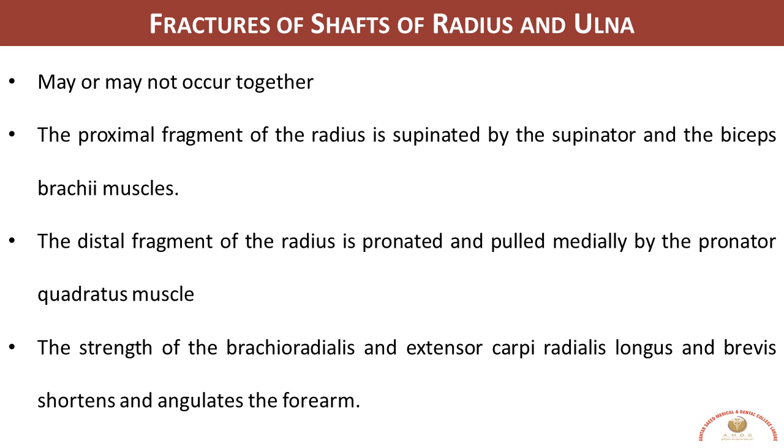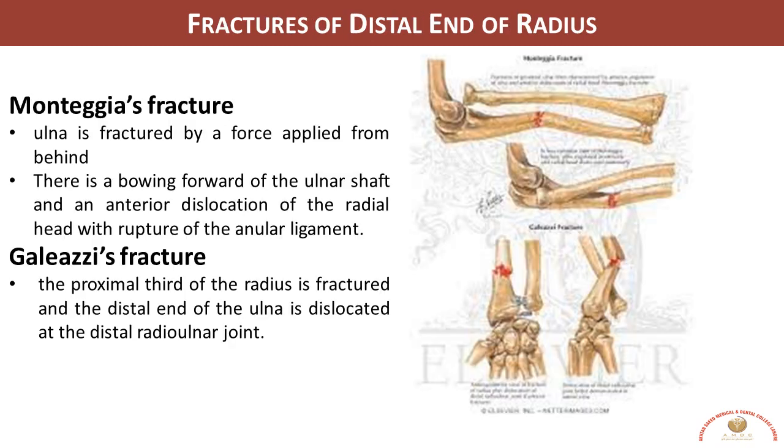Whenever the fracture of the shaft of radius occurs, the proximal fragment is supinated. Why? Because of the pull of the supinator and biceps muscle. And the distal fragment of radius is pronated. Why? Because there is an effect of pronator quadratus and it will pull medially. The brachioradialis and extensor carpi radialis longus and brevis basically shorten and angulate the forearm because they also have an effect on that. So whenever the fracture occurs, the power of the muscle is always strong and they will pull the bone in the direction in which the muscles are pulling.